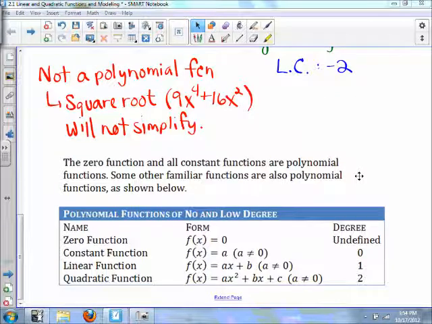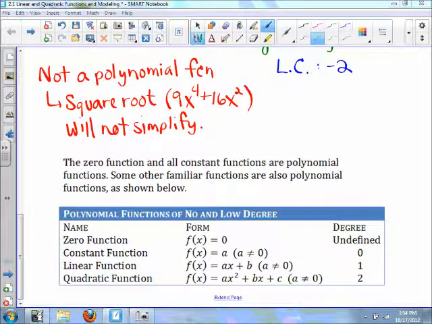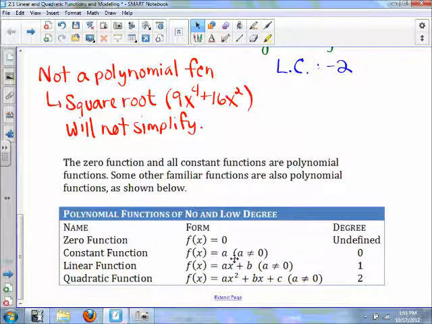Now the zero function, all constant functions are polynomial functions. Some other familiar functions are also polynomial functions as shown below. The zero function, which is the form f of x equals 0, is an undefined degree. The constant function, where f of x equals a, is really 0 degree because that's like ax to the 0 power. The linear function, f of x equals ax plus b, will be to the first degree because there's the power really on the ax. That's really ax to the first power. A quadratic function is ax squared plus bx to the first plus c, so that tells you it's of degree 2.